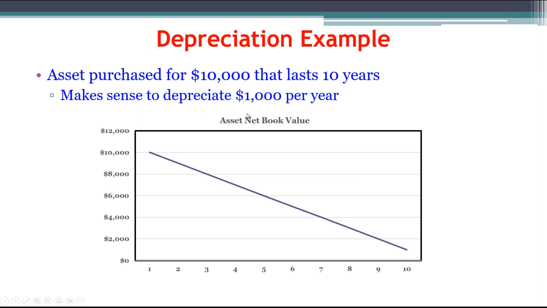So here we have a very simple example, a $10,000 asset that's going to last 10 years, so it makes sense to depreciate approximately $1,000 per year. Now this is an extremely simple example. There are other things that often come into play here, something called salvage value, and then the method itself. But we're just going to use that example to see that the book value, called the net book value, is declining over the years because we're shaving some off each year and sending it to expense.